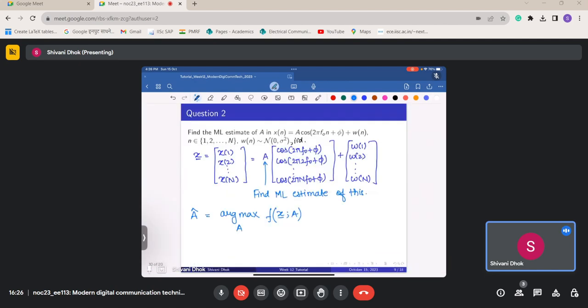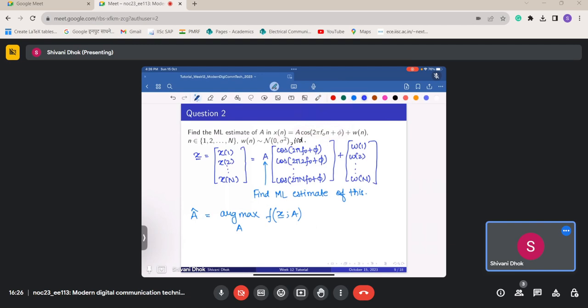Now observe carefully, we need to find this PDF of x given A. So let me look at the expectation of xn given A. Given A, this quantity becomes constant. Let's say this is Cn, then xn is equal to Cn plus Wn.